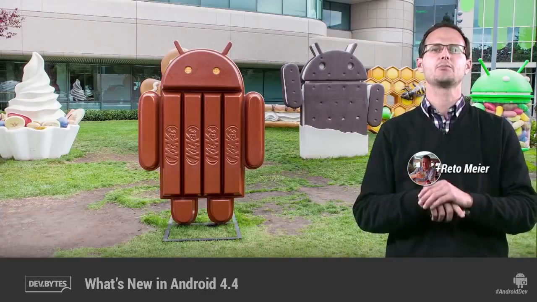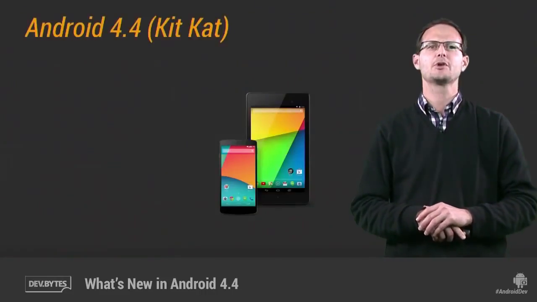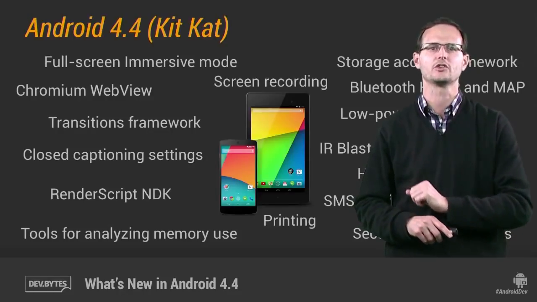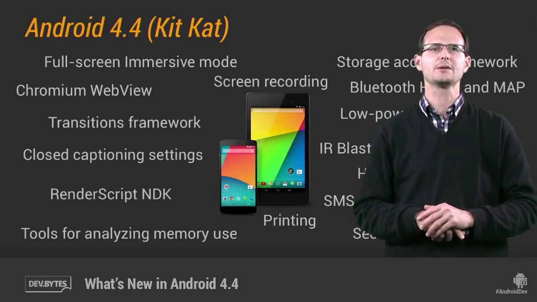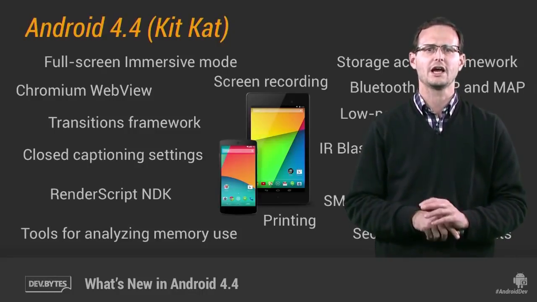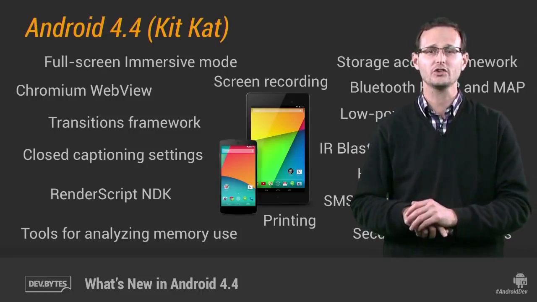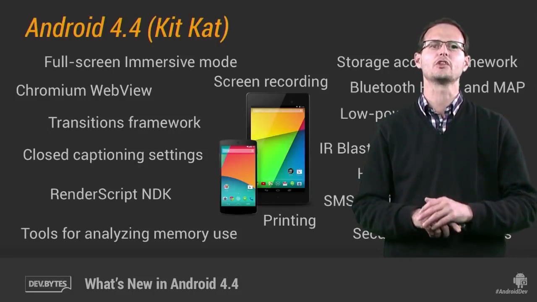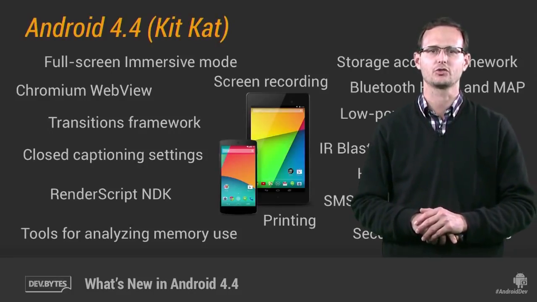KitKat may only represent a 0.1 increase in version number, but it turns out that a small bump can still include a lot of new features. Where the defining characteristic of Jelly Bean was buttery smoothness, KitKat is all about memory optimization. Android 4.4 is designed to run just as smoothly on a much broader range of devices, including those with as little as 512 megs of RAM.